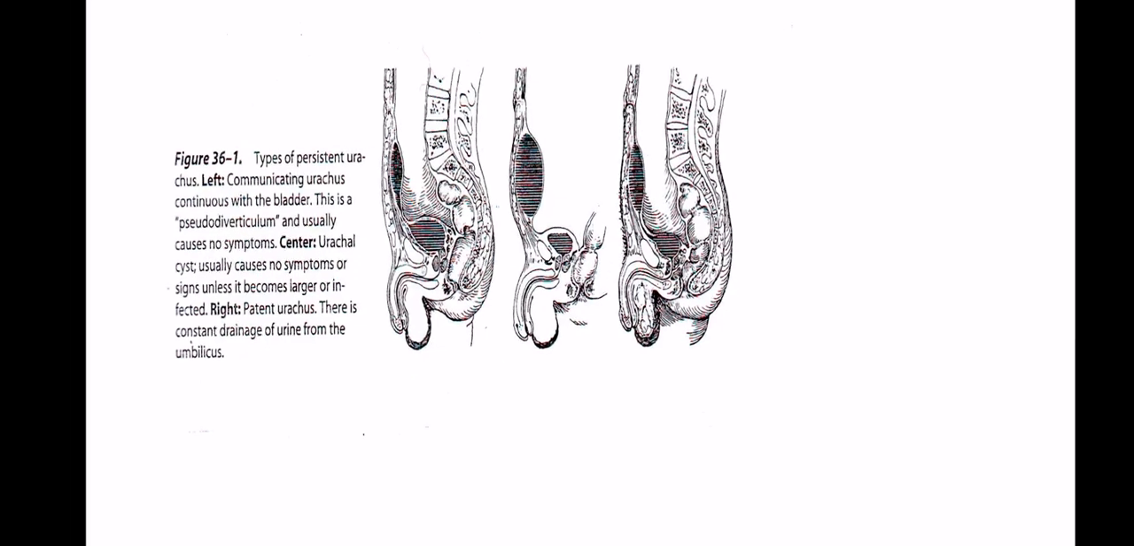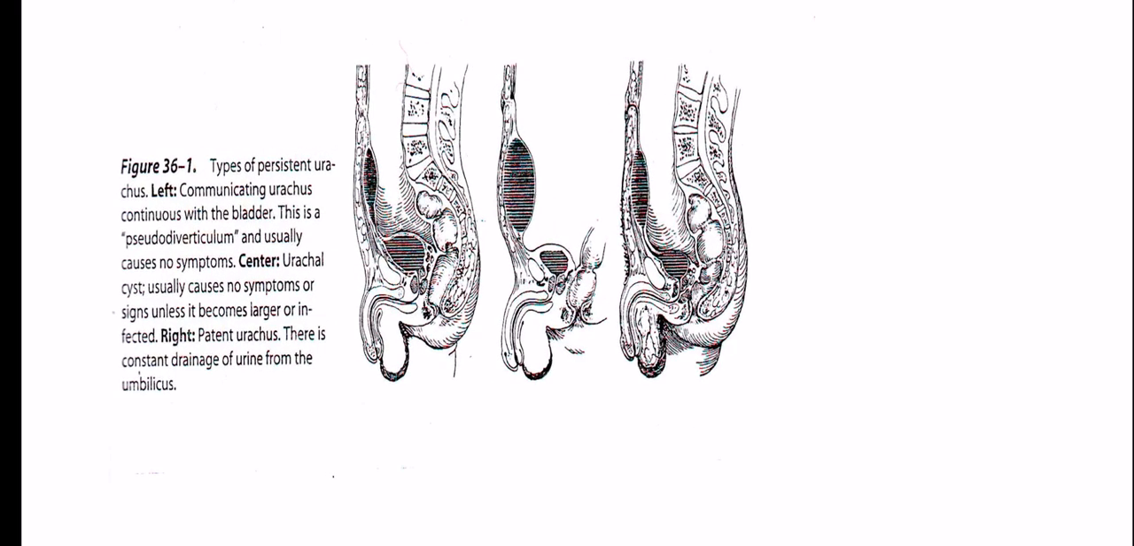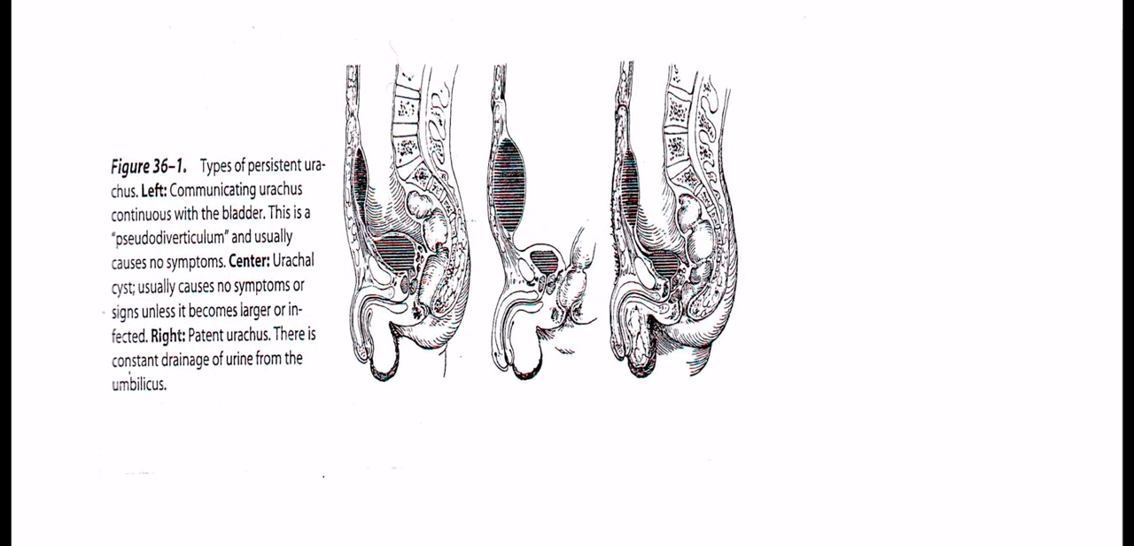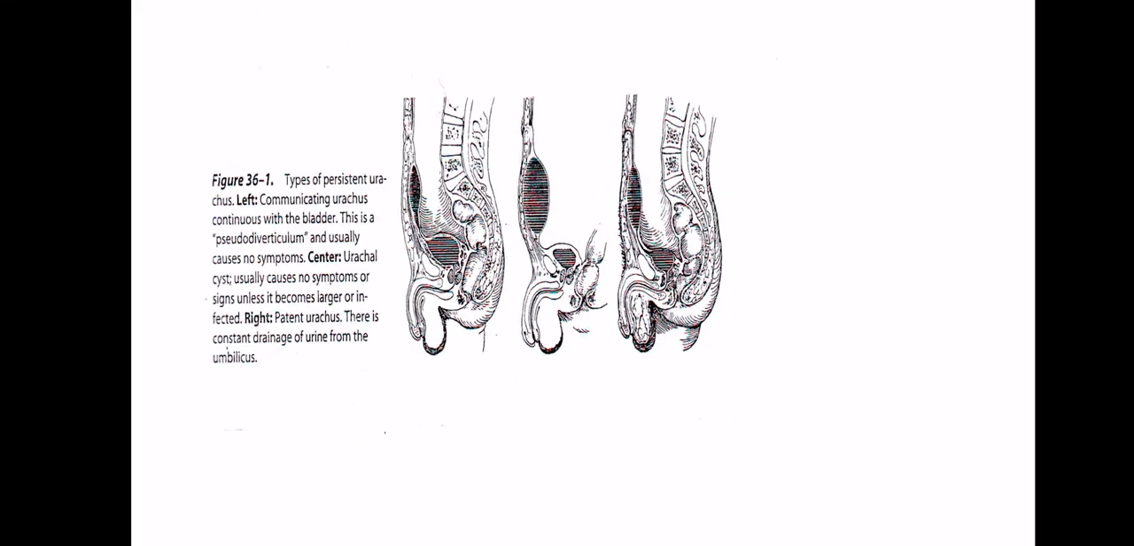This picture shows three types of urachal anomaly. The first one on the left communicates with the urinary bladder and forms a diverticulum, and in the middle, both ends are sealed, forming a cyst in the abdominal wall. And the last one, the whole urachus, the two ends of the urachus are open, and this is usually presented early in life when the urine exudes from the umbilicus.